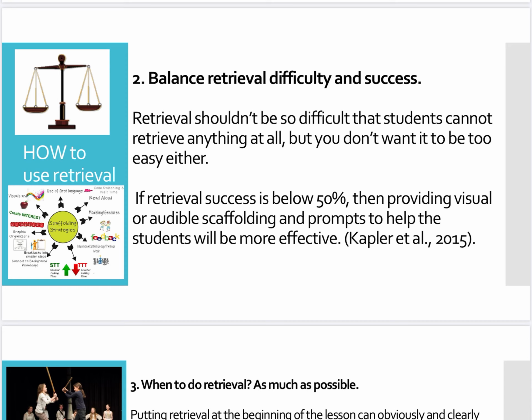So retrieval shouldn't be so difficult that students can't retrieve anything, but you don't want it to be too easy either, because otherwise you're not really drawing out key information. So if retrieval success is below 50%, then providing visual or audible scaffolding and prompts to help the students will be more effective. So again, if you're doing retrieval practice and the students are getting everything right, that doesn't necessarily mean that was good retrieval practice. You want it to really stretch them. And this is good because you're getting away from right and wrong answers. It's not about right or wrong answers. It's about improving the person as a learner.